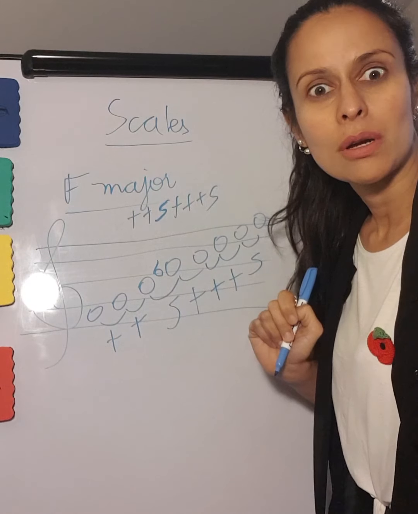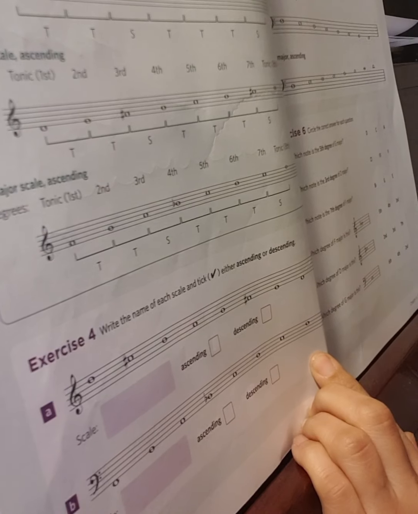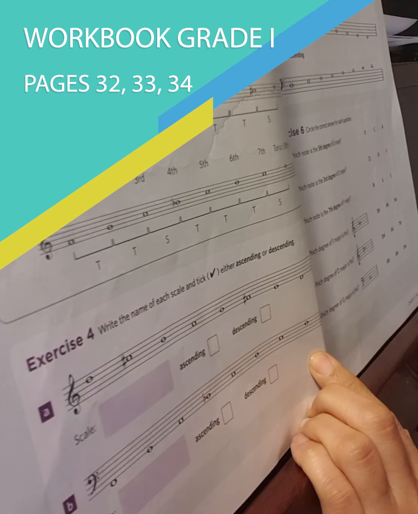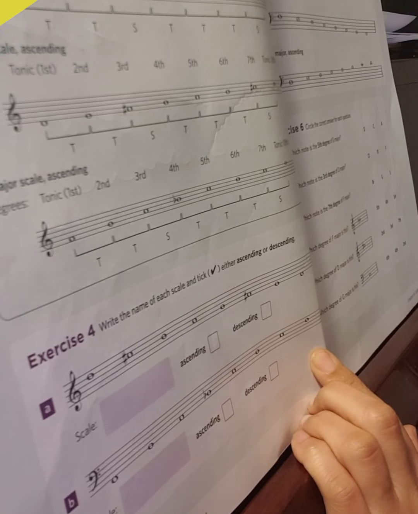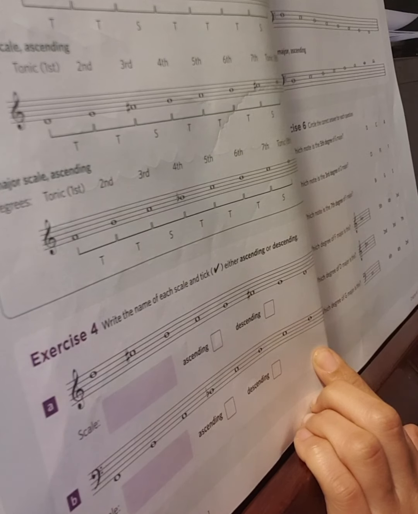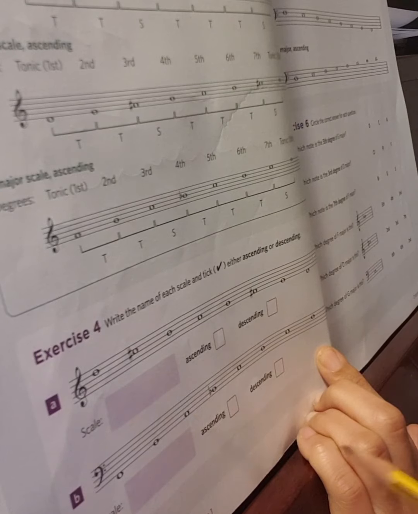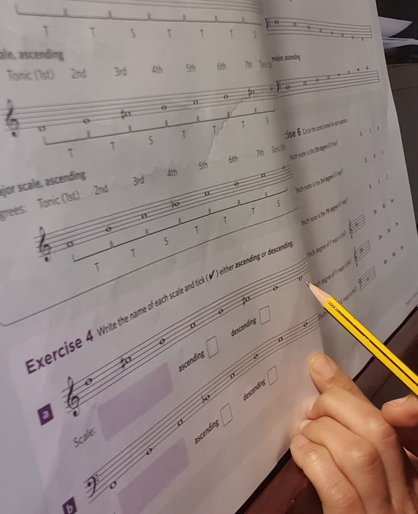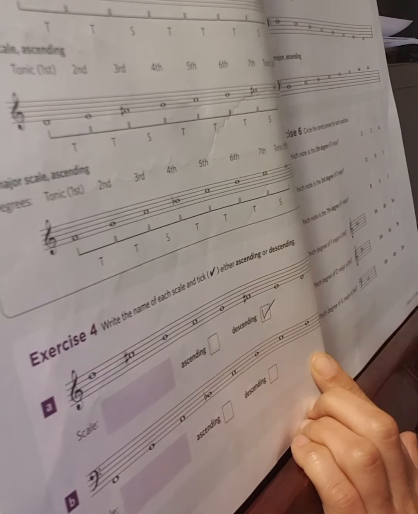Let's go to our workbook now and do some exercises. Exercise 4. Write the name of each scale and tick either ascending or descending. That's on page 32. First thing, is this scale going from a high pitch to a lower pitch or from a lower pitch to a higher pitch? It's going from D in a high pitch to a D on a lower pitch. So this is descending.